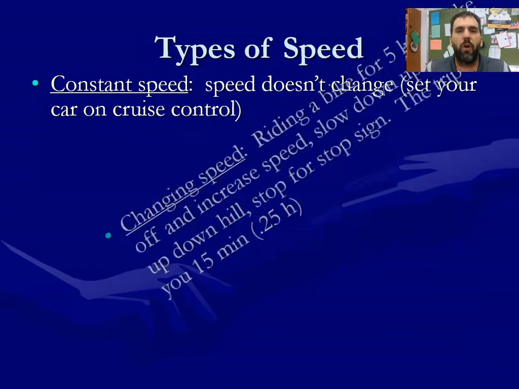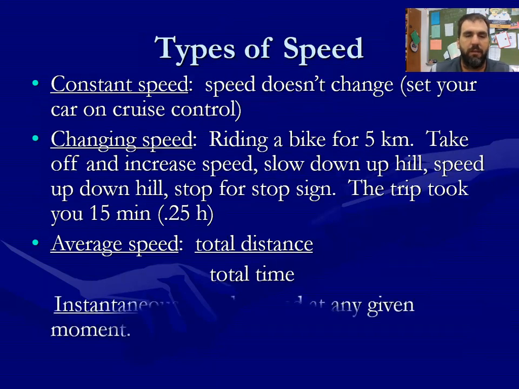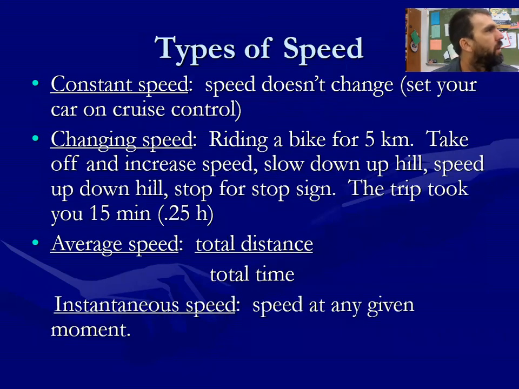So types of speed. There are a lot of different types of speed. There are really 4 different types of speed. Constant speed is speed that doesn't change. You set your car on cruise control, okay? And you go the same speed all the time. Changing speed is kind of common sense. It's the speed changes. An example of this is you ride your bike for 5 kilometers.